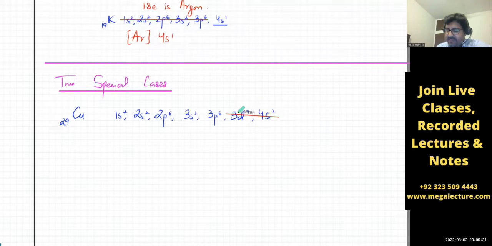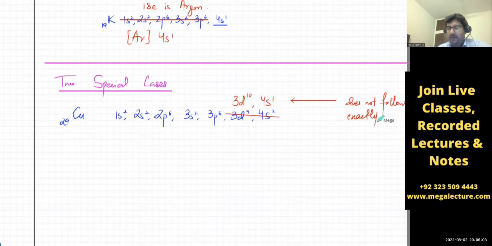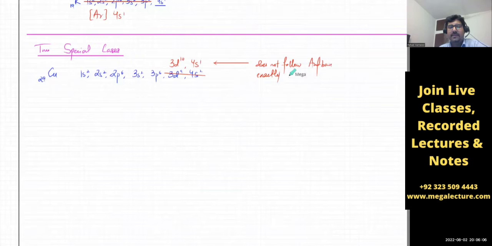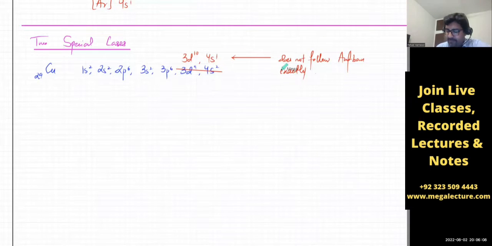The end part is actually 3d10, and the actual electronic configuration is 3d10 and 4s1. So it's not exactly following the Aufbau principle. Make sure you do this correction, or remember this. It does not follow Aufbau exactly. And then there's chromium as well, that also does not.